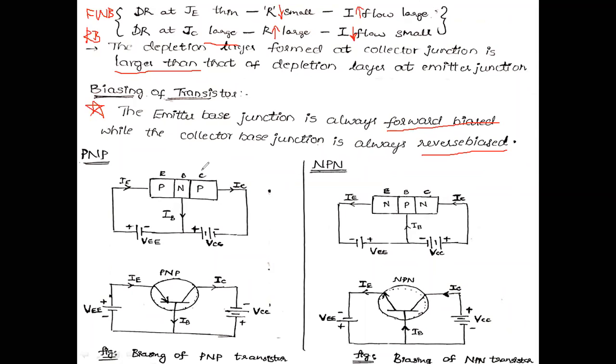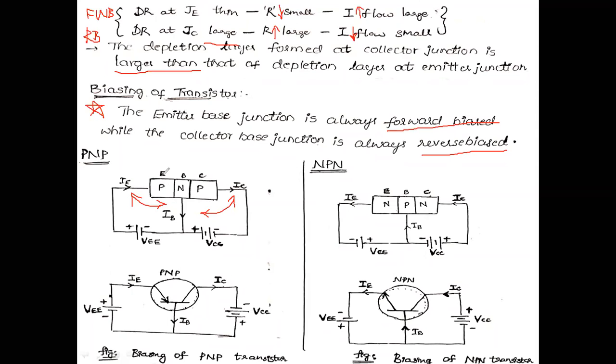Emitter base junction is the emitter and base junction. These two, the emitter and the base junction, should be forward biased, and the collector and base junction should be reverse biased. This is the phenomenon we need to follow. Depending upon that, I am going to apply some voltage here. That condition is known as the biasing condition.